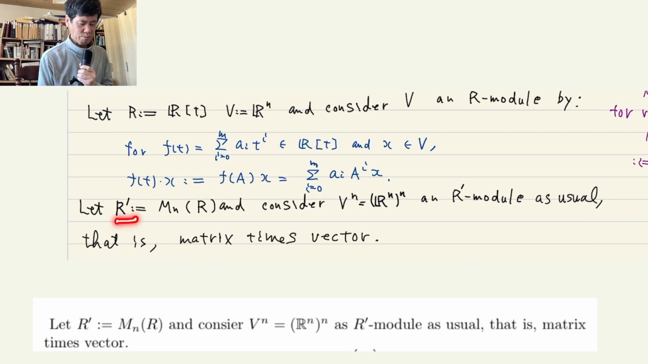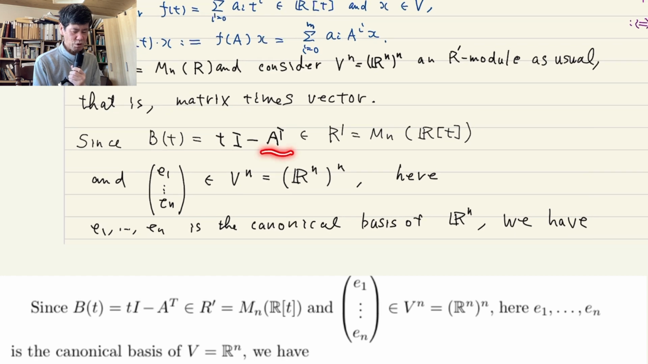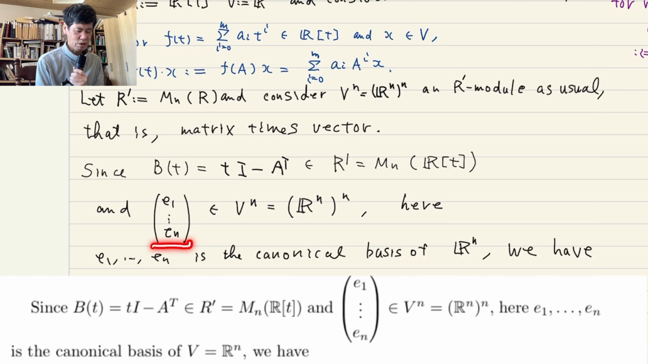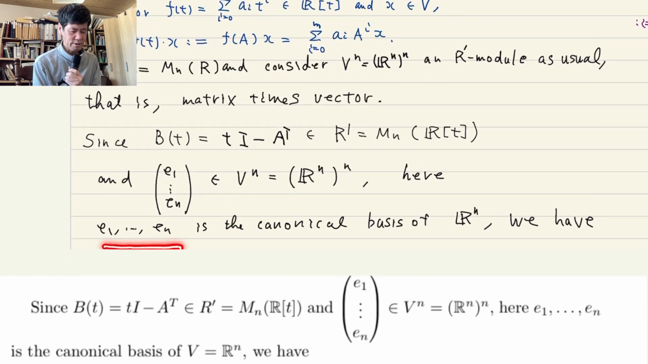Let R' be the set of n×n matrices whose components are polynomials, and consider V^n an R' module as usual, that is, matrix times vector. Since B(t), which is equal to tI minus A transpose, is an element of R', and the vector (e1, ..., en) is in V^n. Here e1 to en is the canonical basis of R^n.